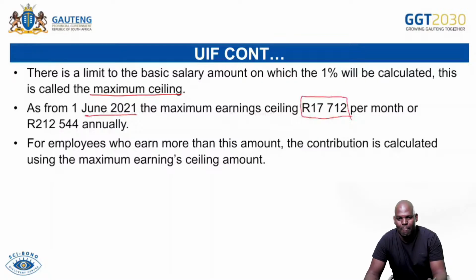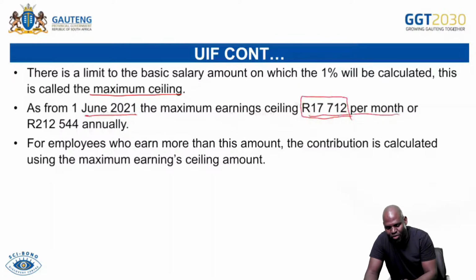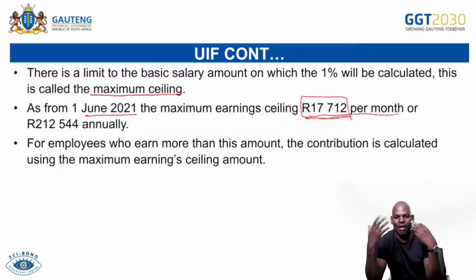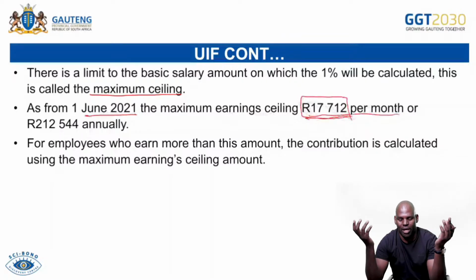So it means the 1% will be charged on any amount up until 17,712 per month. So for any person who's earning more than 17,712 rand per month, that person will only be charged up to 17,712. Let's say, for instance, the person would earn 20,000 rand per month.